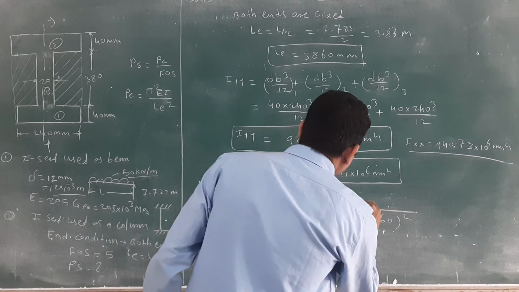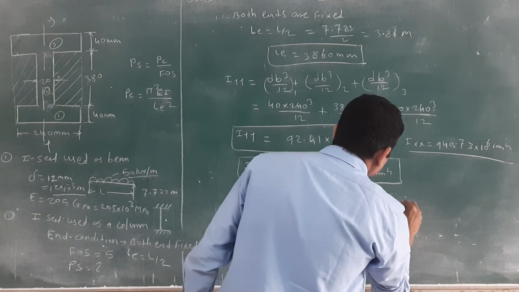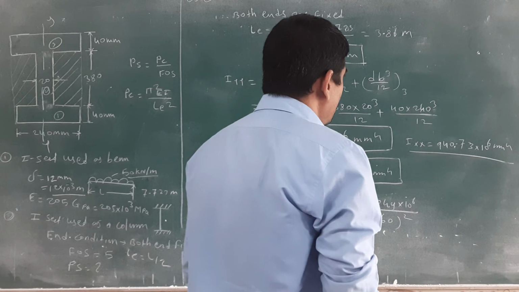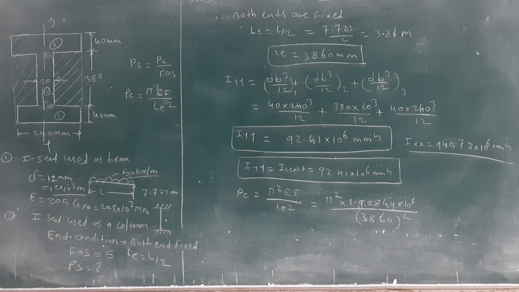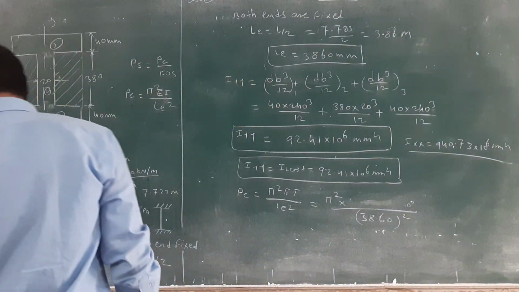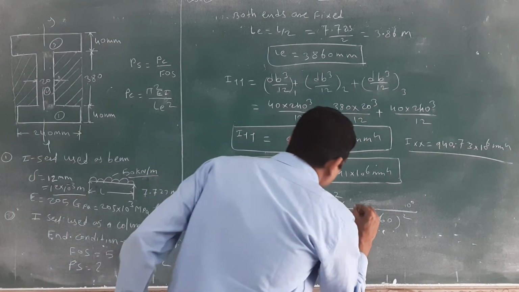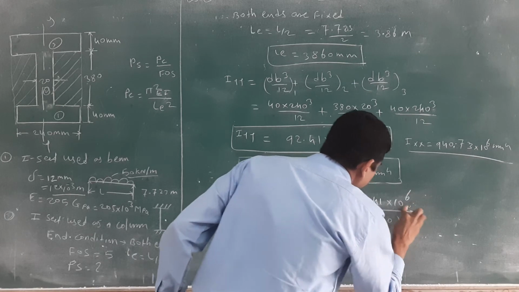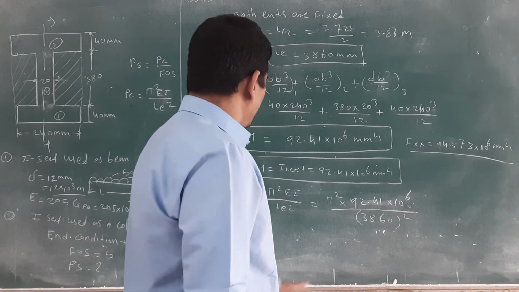What is this value? 1.92849, right, into 10 raised to 6 is there. Check that. This value we have calculated in kilonewton meter square. I will check once again what value we have calculated. Is this value correct or not? Okay, sorry, this is the EI value. 92.46, 92.41 into 10 raised to 6 is there. We have calculated the EI value; E is given, I is given. Already we have calculated this value EI.